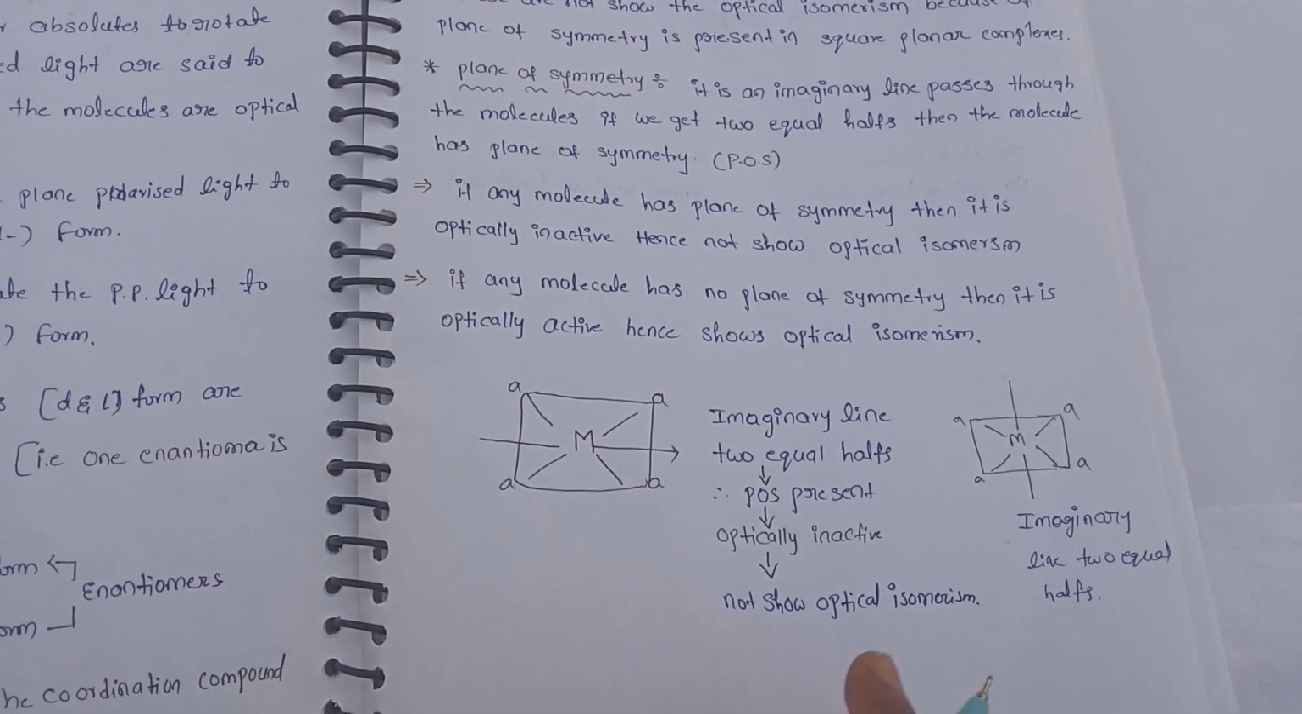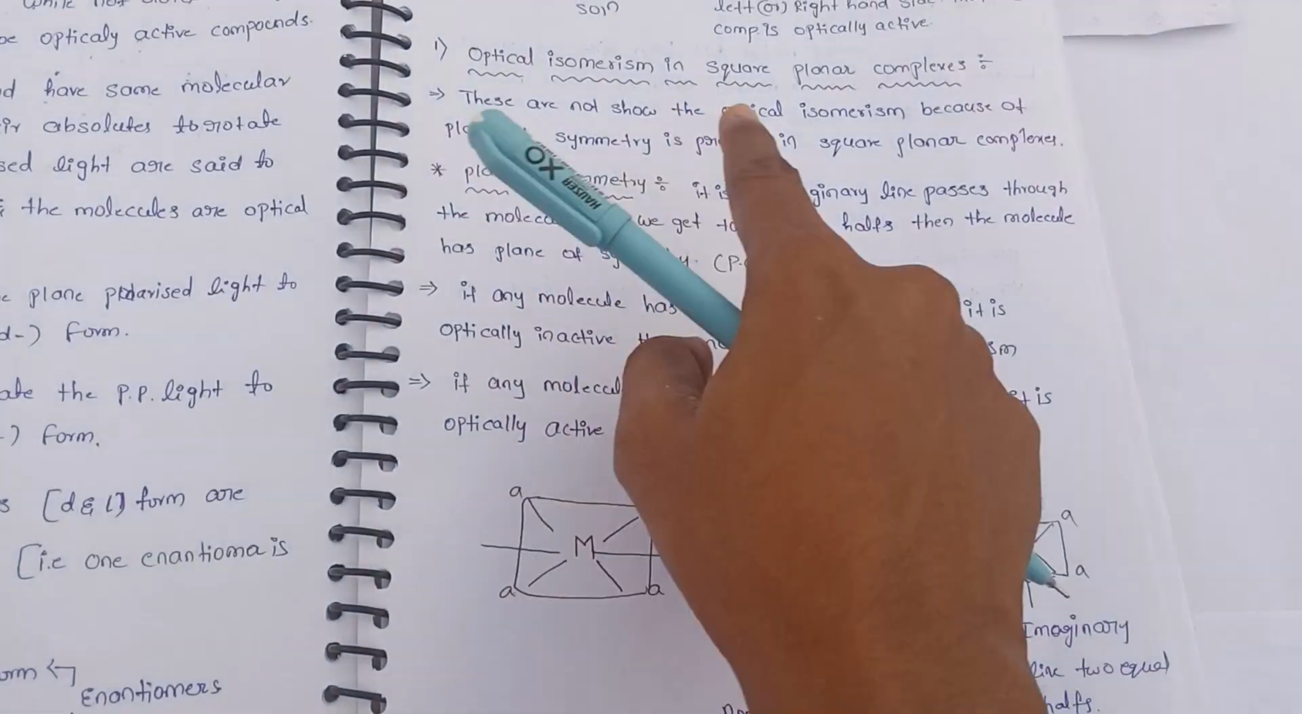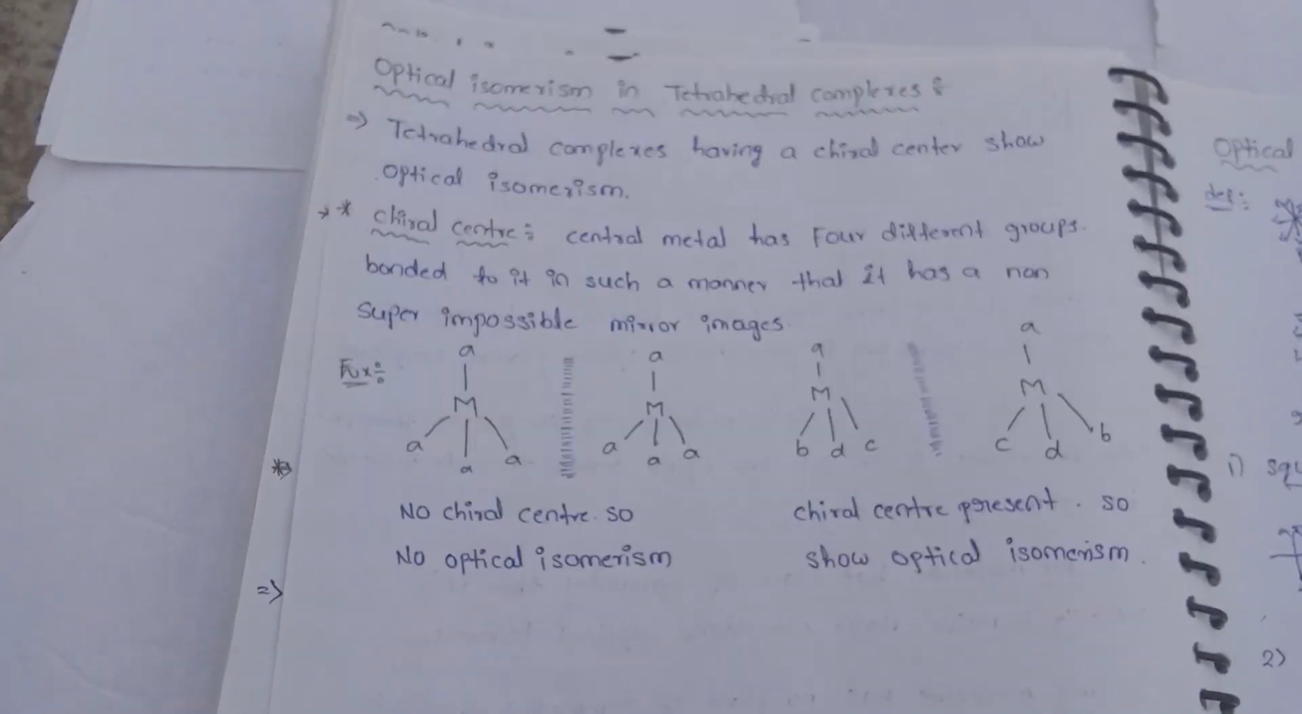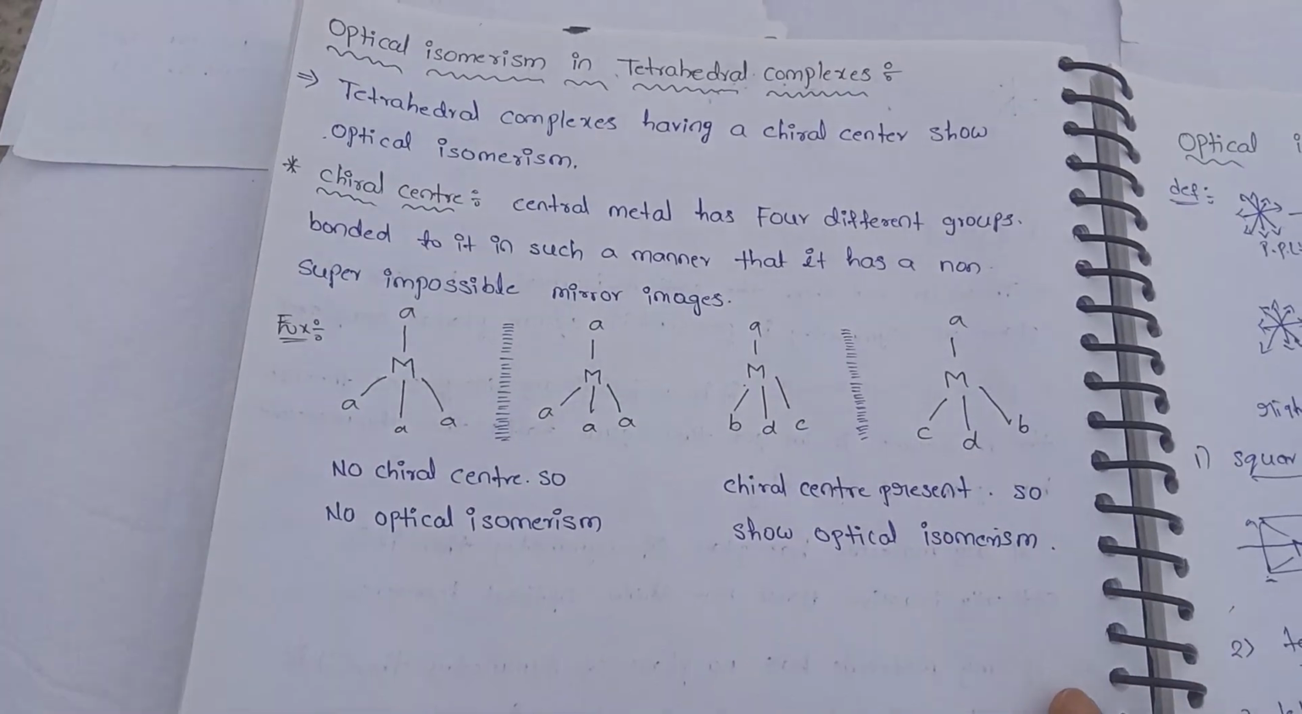So this is the plane of symmetry. This is the square planar complexes, and this is the octahedral complex, tetrahedral complexes.